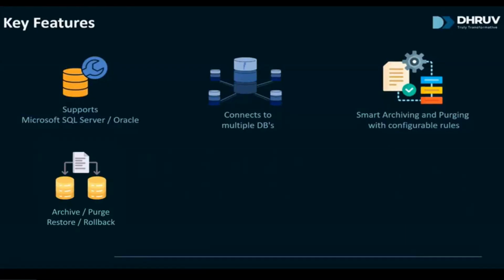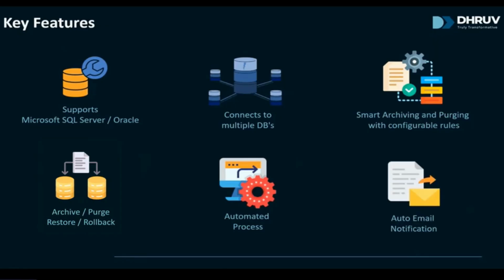Beyond archive and purge operations, EmVault also supports restore and rollback operations, which will ensure that users have complete control and recoverability. The entire process is automated and schedulable, which will reduce manual effort. And finally, EmVault provides automatic email notifications with job status and execution details. So all of these features make EmVault a complete and controlled data lifecycle management solution.